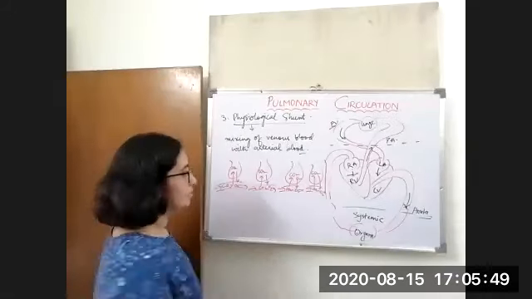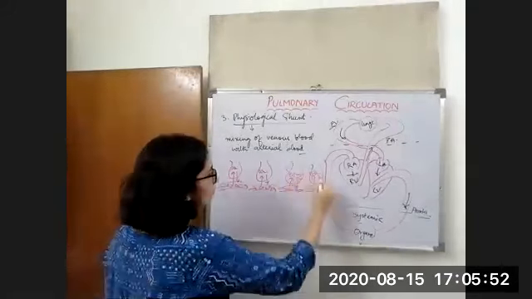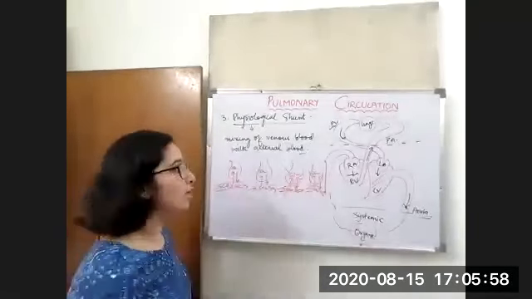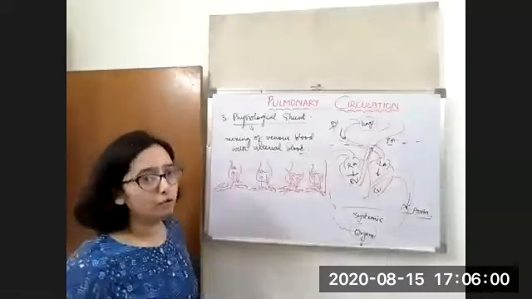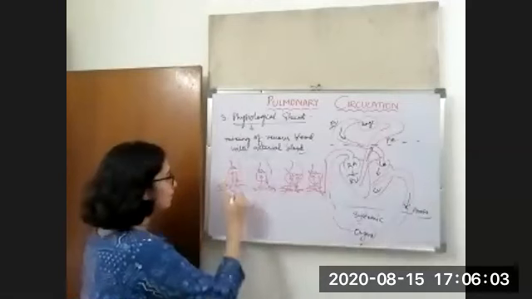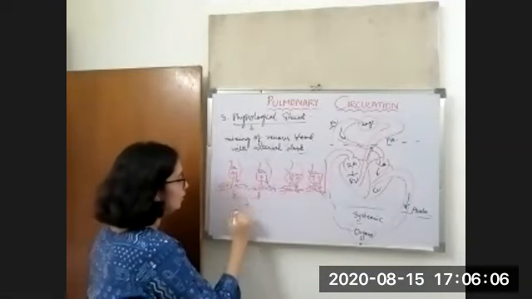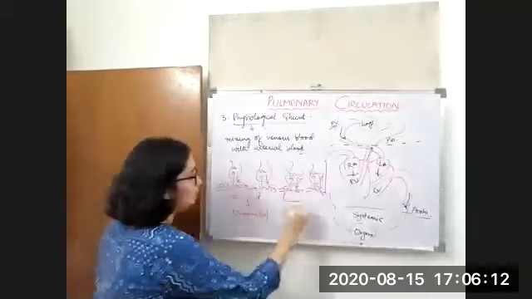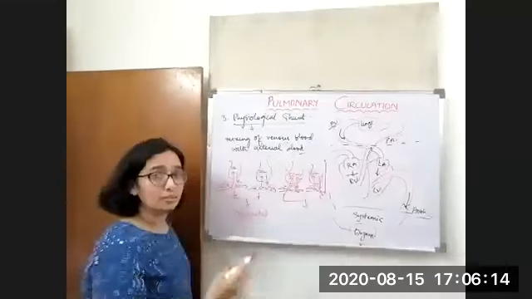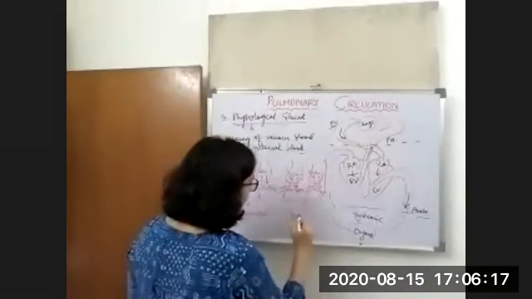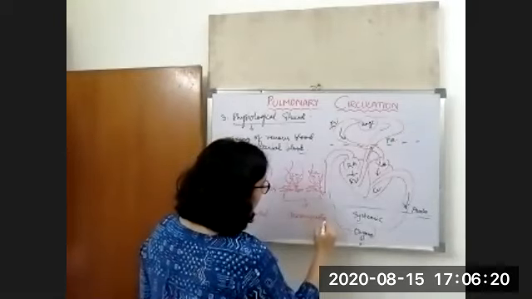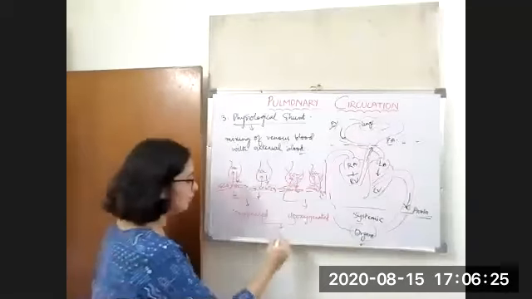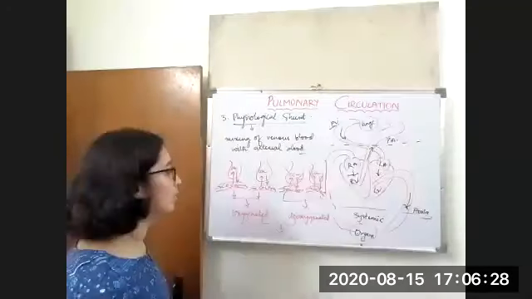Now suppose these two alveoli don't function. Out of those four, these two don't function, or in the lungs, 50% of the alveoli don't function. What will happen? The blood we are getting here is the oxygenated one. But here the deoxygenated blood is not getting oxygenated, so it is still remaining deoxygenated. Now what will happen if these two bloods mix? It will remain impure, that is, not completely oxygenated.